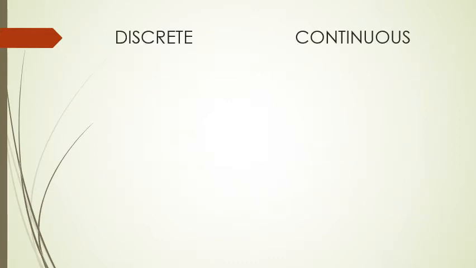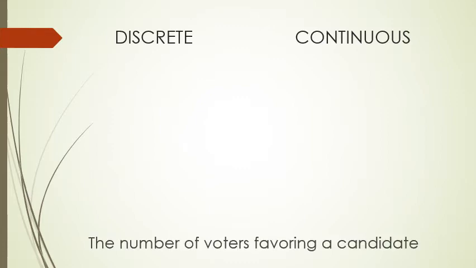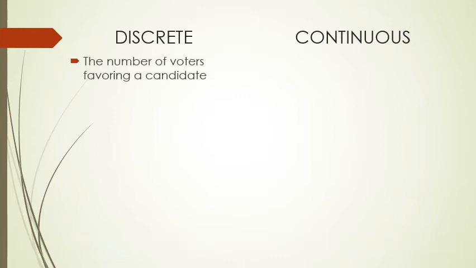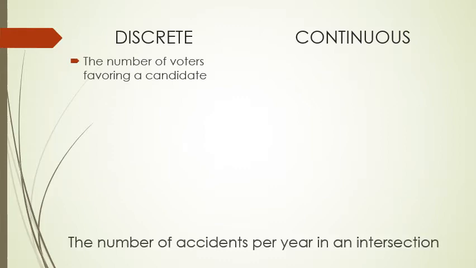So let us have some examples of discrete and continuous variables. Discrete variables can be counted, while continuous variables can be measured. First example, the number of voters favoring a candidate. Maihap or masukod? Maihap. Therefore, discrete.